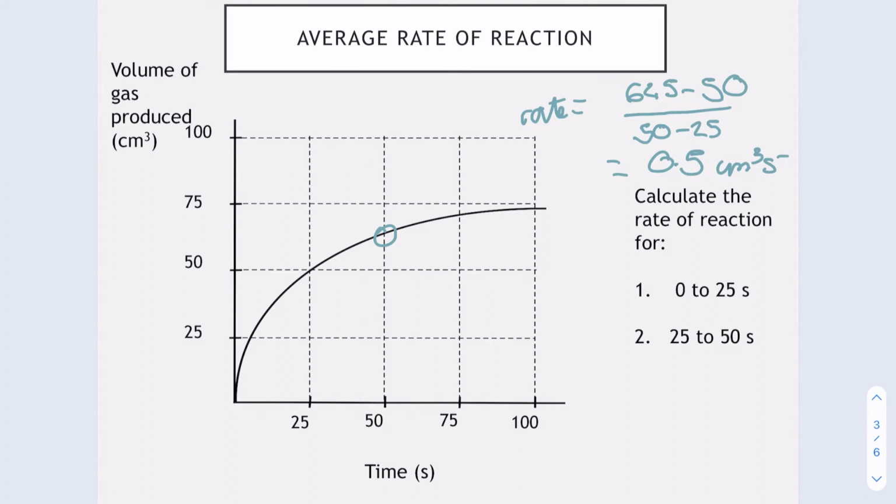Now it doesn't matter what order you do it in. If you end up with a minus answer, you've just put your numbers round the wrong way, so just ignore it. Feel free to have a go at number 1, reading off the graph for 0 to 25 seconds and calculate the average rate of reaction.